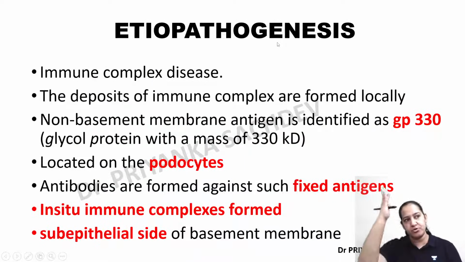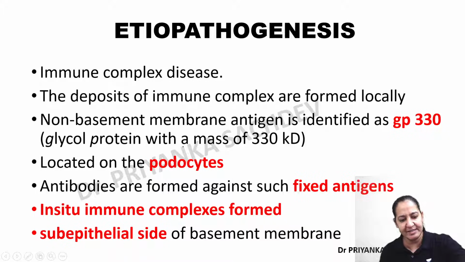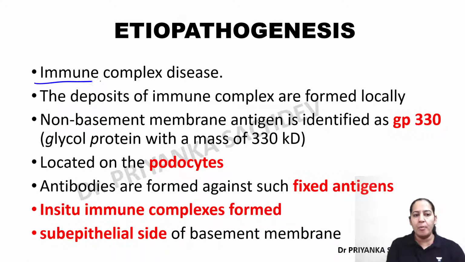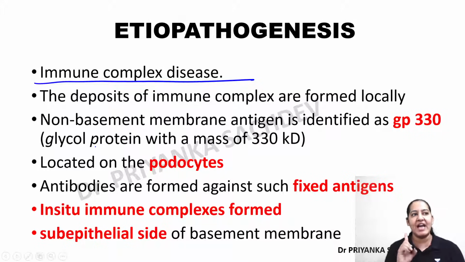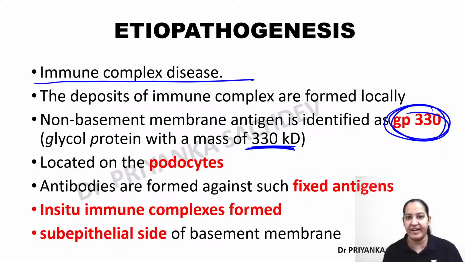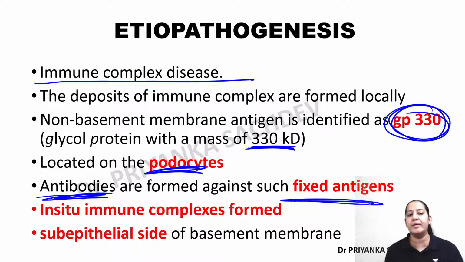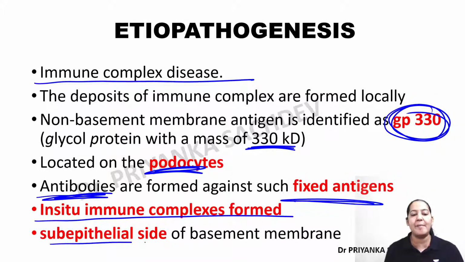This is the pathogenesis. So draw a flow chart of what I have explained. Immune complexes are formed. The podocyte has a protein. The name of the protein is glycoprotein 330, right? Because it is 330 kilodalton in weight, that's why it is known as glycoprotein 330. It is located on the podocytes. The body forms antibodies against this. It is a fixed antigen in the autoimmune diseases. That's why in situ antigen antibody complexes are formed.